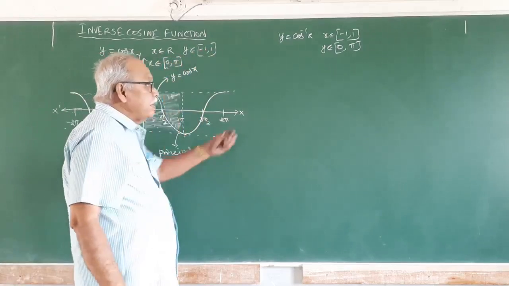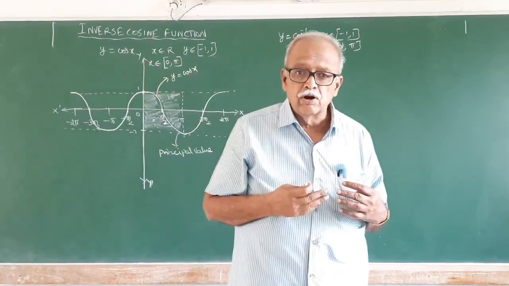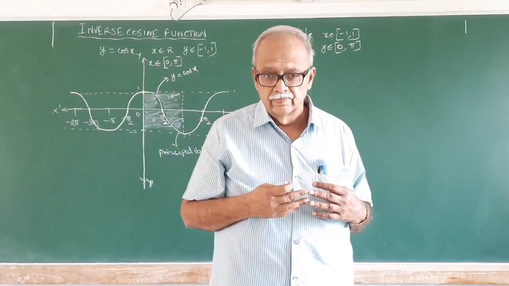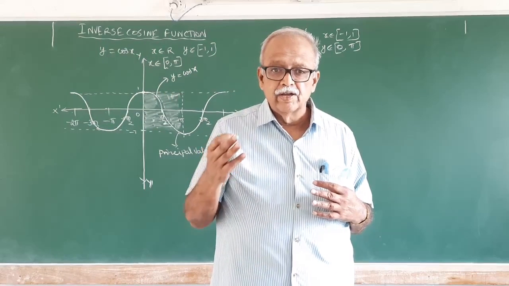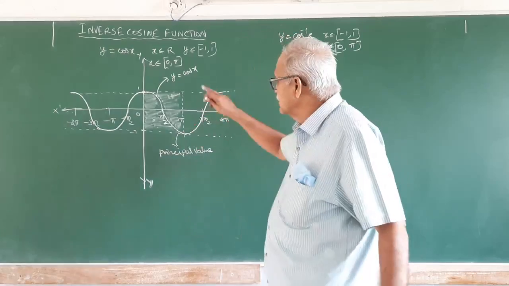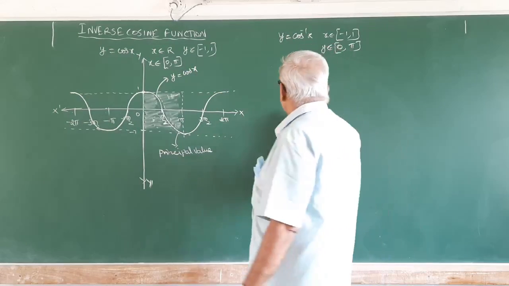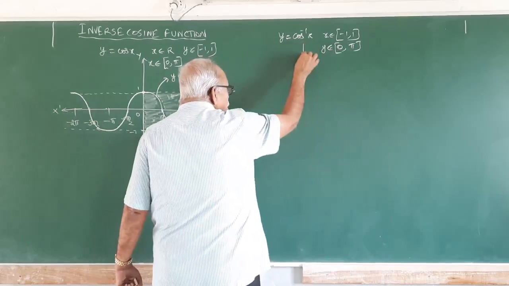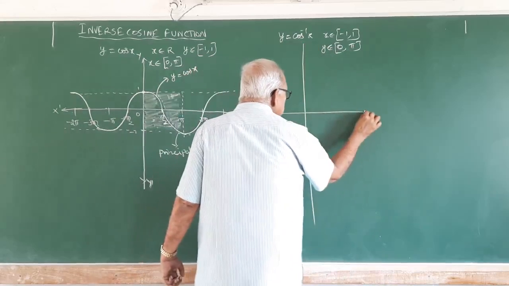So whenever we have inverse functions, the domain and the codomain interchange. Capital X, if it is the domain, will become the codomain for the inverse function. So that is what is happening here. This is the codomain Y. Now let me draw the graph of the inverse cosine function.